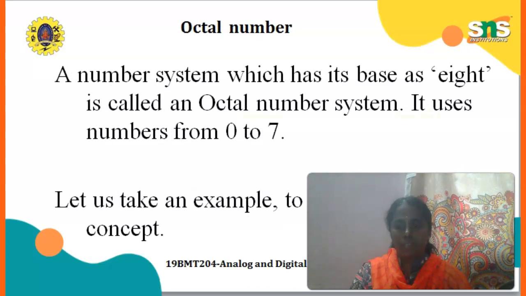Next one is the octal number. A number system which has its base 8 is called the octal number system. It uses the numbers from 0 to 7. Let us take an example to understand the concept. This is the octal number system, 0 to 7.